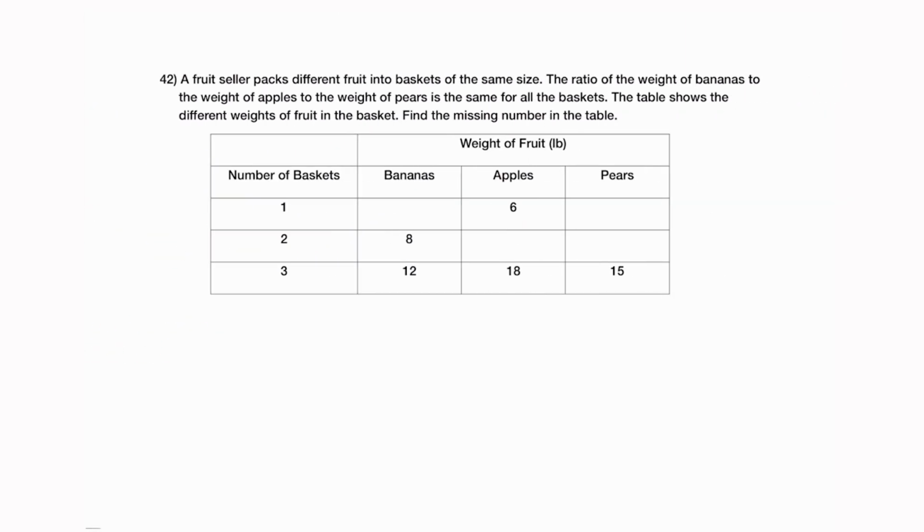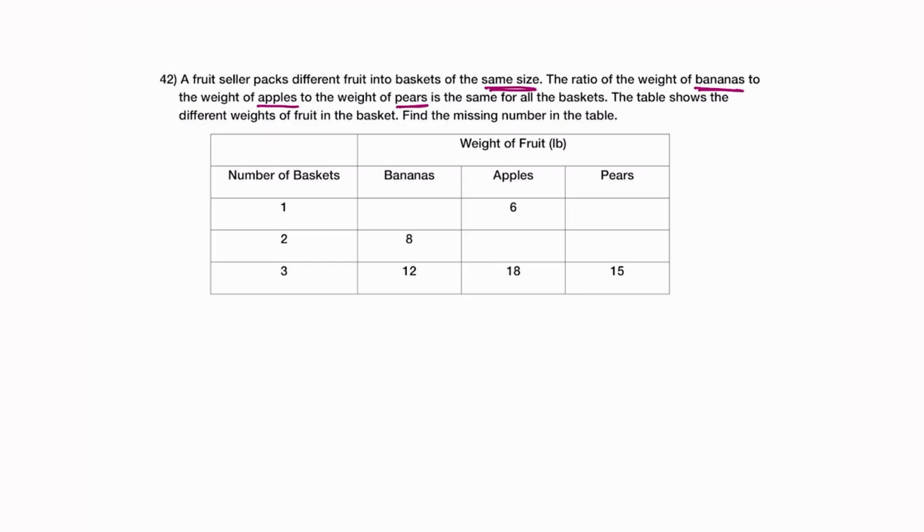Okay. And here comes the last question. Yay! A fruit seller packs different fruit into baskets of the same size. So the baskets are of the same size. The ratio of the weight of bananas to the weight of apples, so you have bananas, you have apples, to the weight of pears is the same for all the baskets. The table shows the different weights of fruit in the basket. Find the missing number. So here we have some information given and we are going to use that to find the missing information.